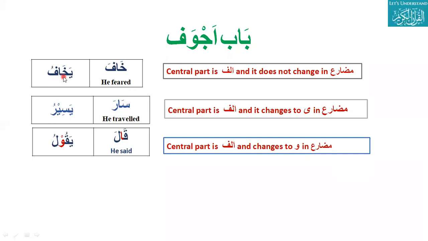Hafa yahafu. Alif remains alif. Hafa means he feared. Case 2, Sara yasiru. Alif changes to ya. Sara means he traveled. Qala yaqulu. Alif changes to waw. Qala means he said. We are repeating this every week, so they should be at our fingertips. At least we should know the summary of that.